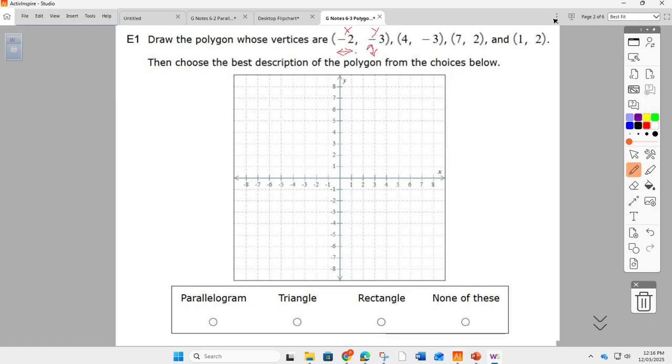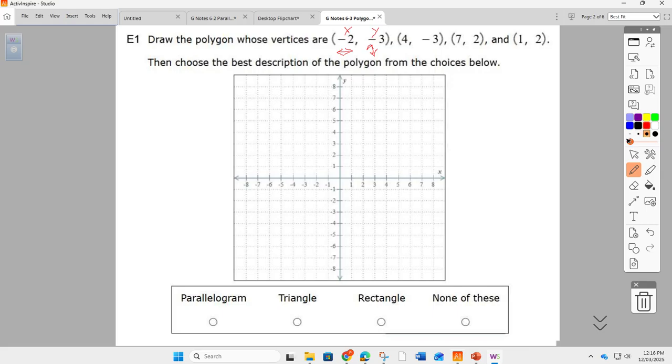So we're going to plot these 4 points. We're going to draw lines that connect them, and then we're going to decide: is it a parallelogram, a triangle, a rectangle, or none of these? Okay? So we're going to go ahead and plot 2, 1. We're going to start at the origin.